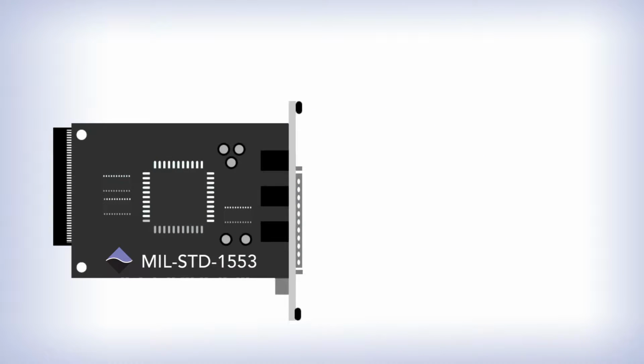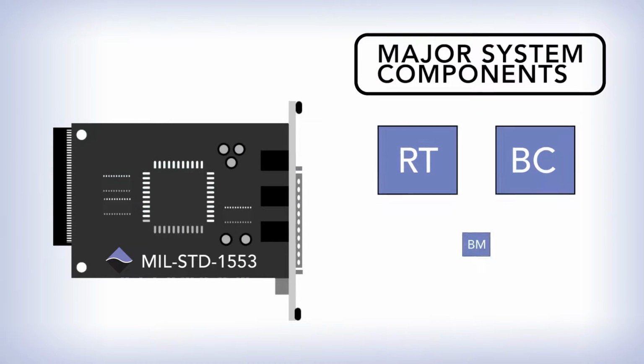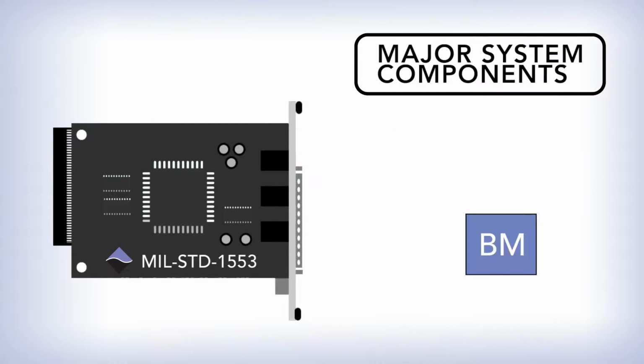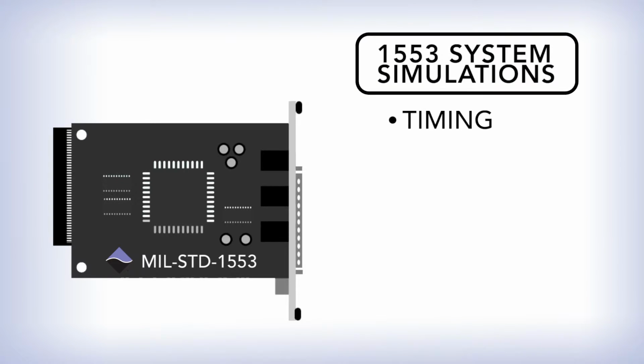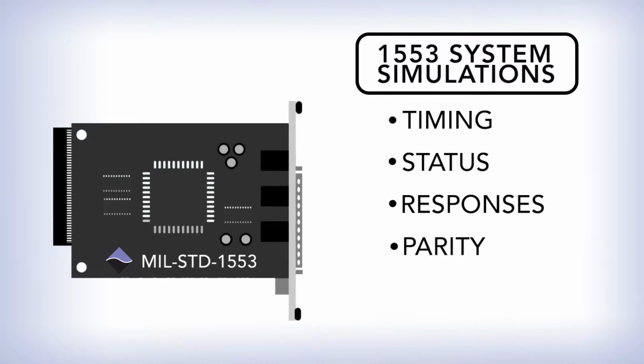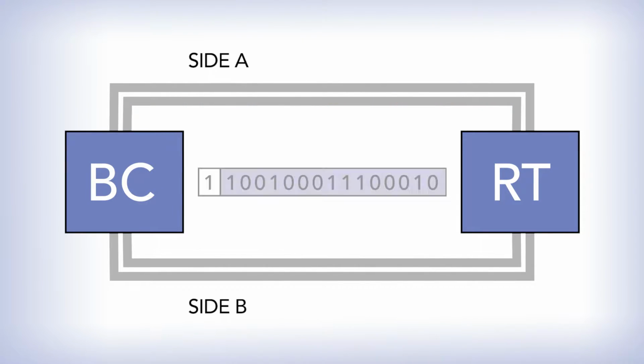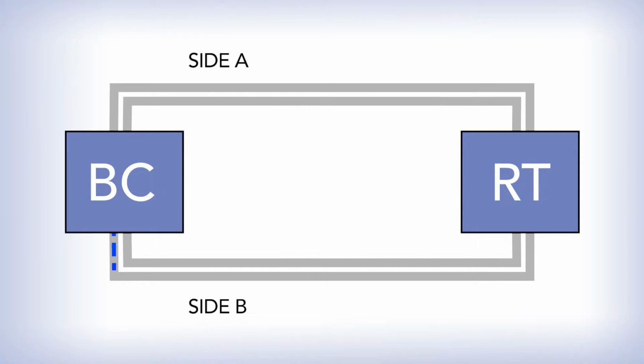The UEI 1553 I/O board supports all the major components of a 1553 system. We can simulate the correct timing, correct status, appropriate responses, parity, as well as correct word counts. And in a perfect world, everything does behave properly. An RT replies in the proper amount of time with the correct parity bit, you get a response on the correct side of the bus, and the proper amount of data is present.